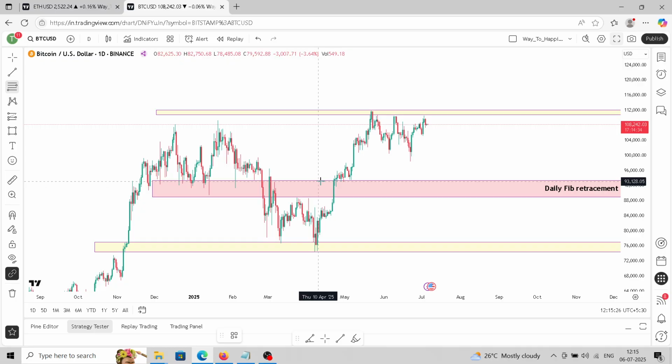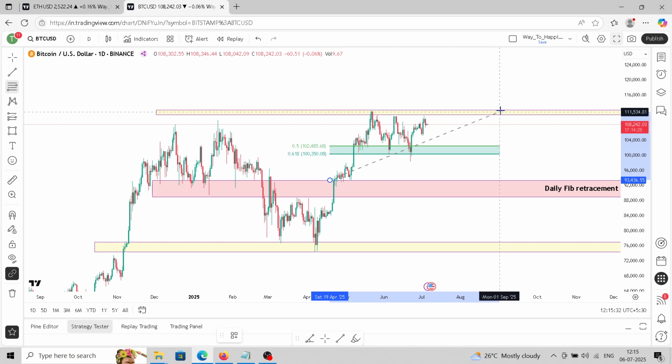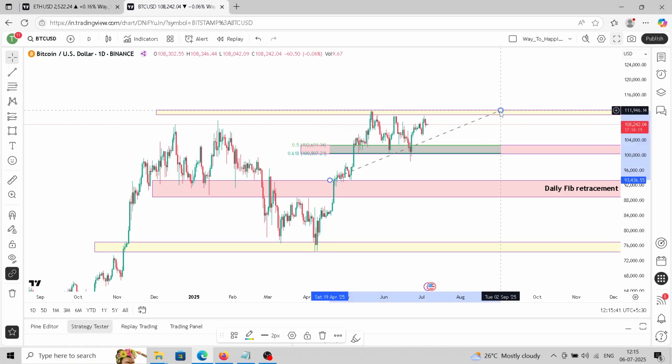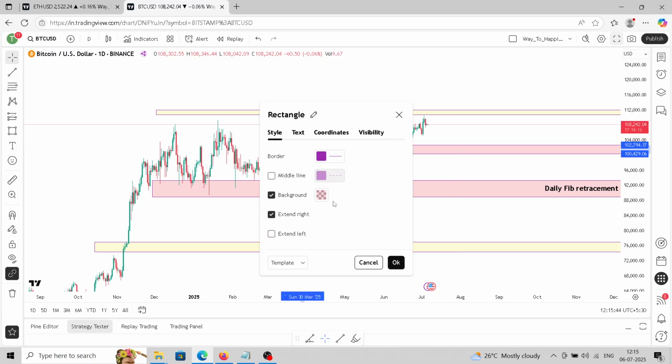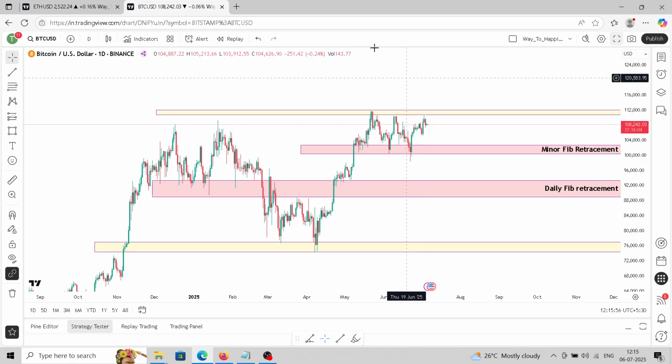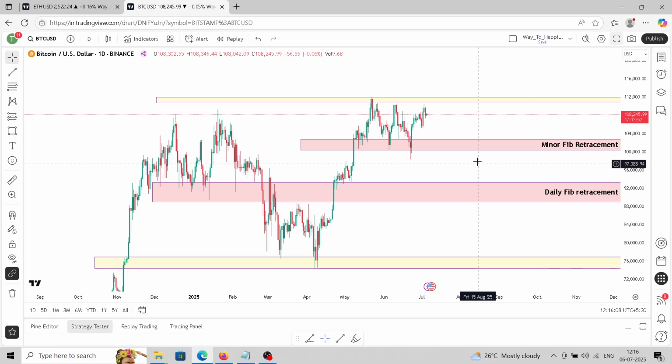As I generally suggest, from the 0.5 area to the higher swing, let's see what support is getting created. We see there's another fib area which has been taken here. Let's call it the minor fib retracement. So we know that we have a support and resistance, we have the daily fib retracement, and we have a minor fib retracement also.